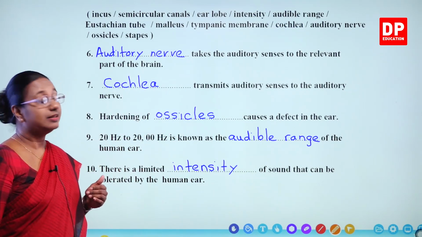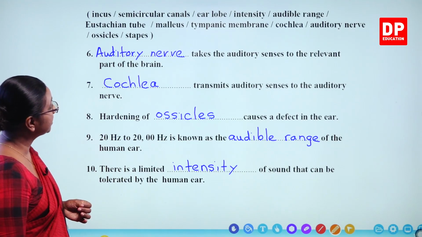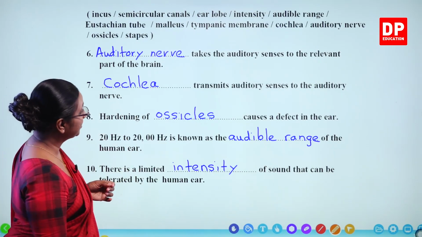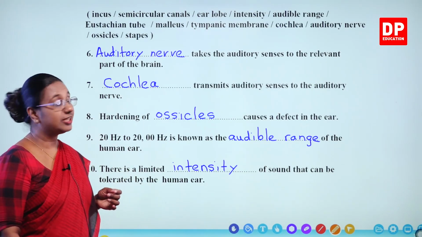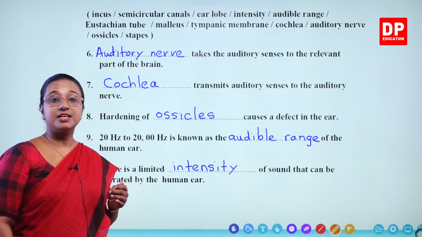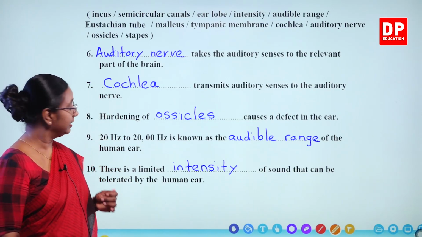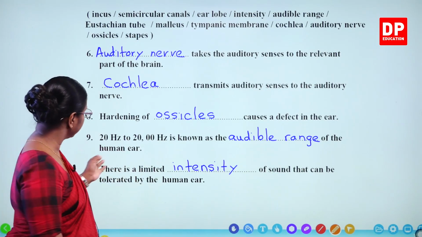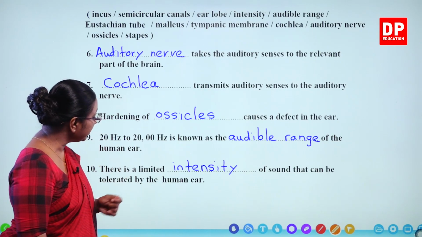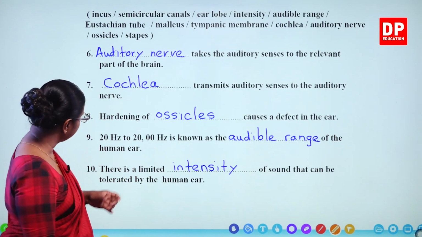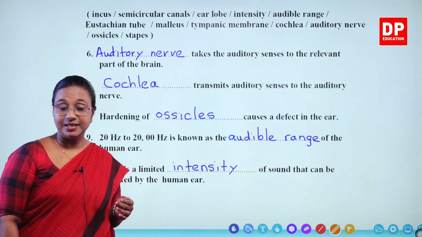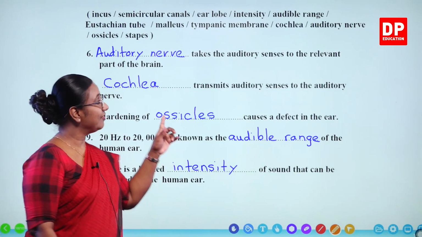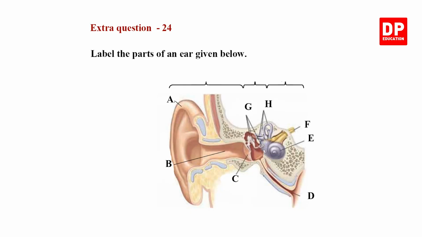If we look at the sentences again, auditory nerve takes the auditory senses to the relevant part of the brain. Cochlea transmits auditory senses to the auditory nerve. Hardening of ossicles cause a defect in the ear. 20 Hz to 20,000 Hz is known as the audible range of the human ear, and there is a limited intensity of sound that can be tolerated by the human ear. I am sure you were also able to fill them correctly. So with that, we will move on to the next question.